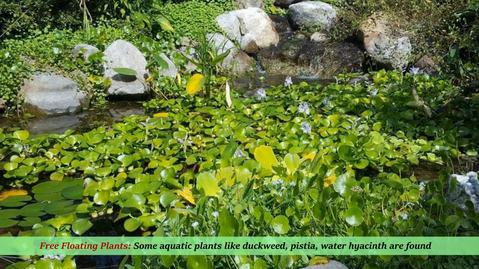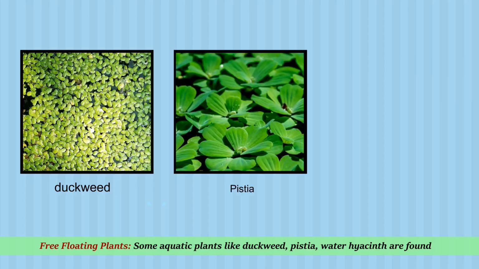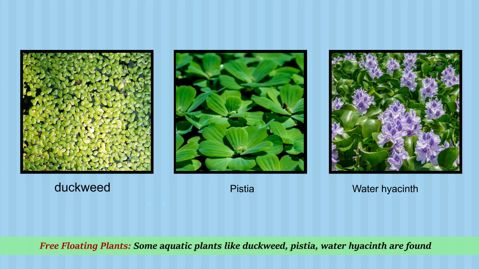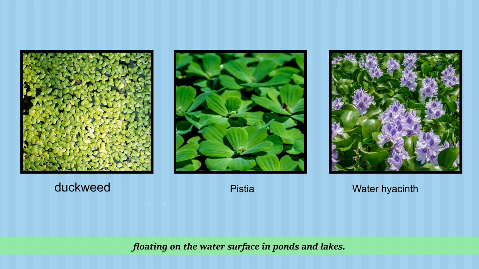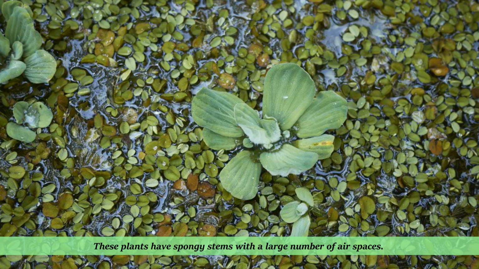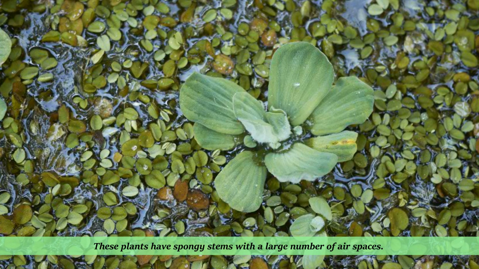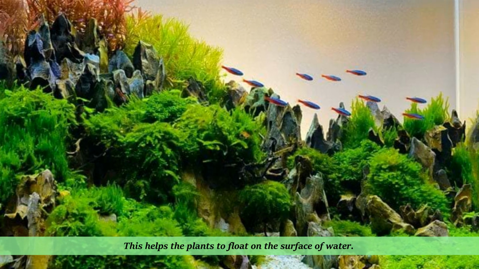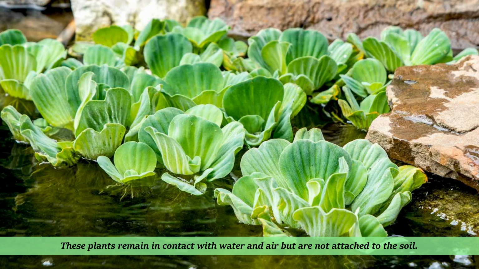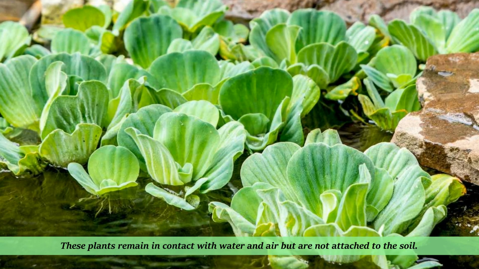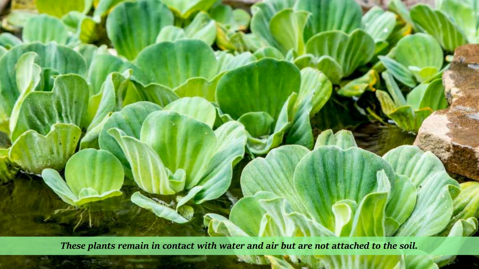Free-floating plants. Some aquatic plants like duckweed, pistia, and water hyacinth are found floating on the water surface in ponds and lakes. These plants have spongy stems with a large number of air spaces. This helps the plants to float on the surface of water. These plants remain in contact with water and air but are not attached to the soil.